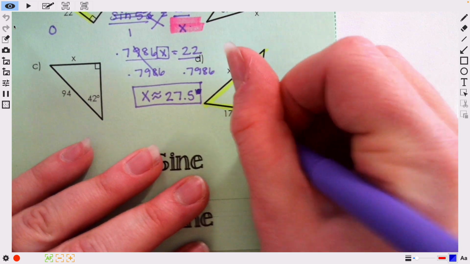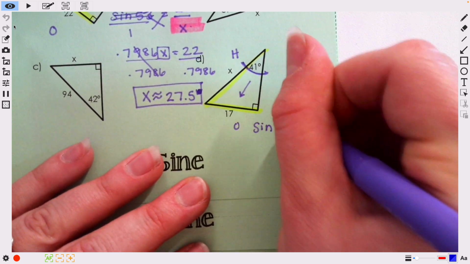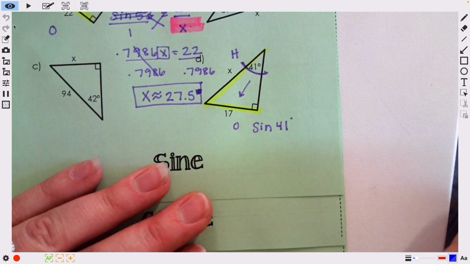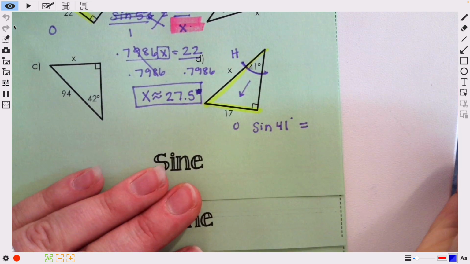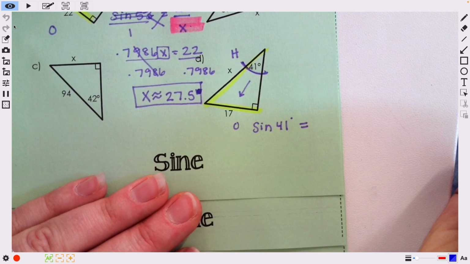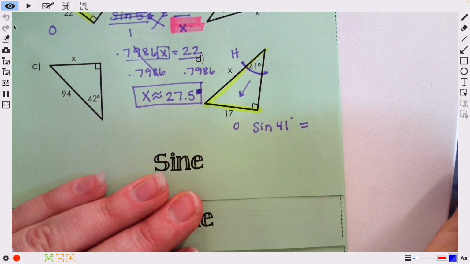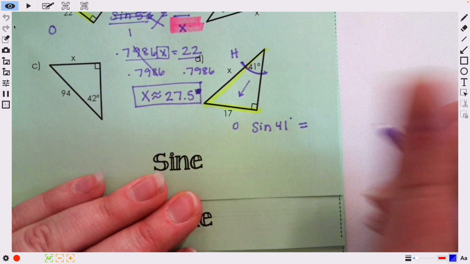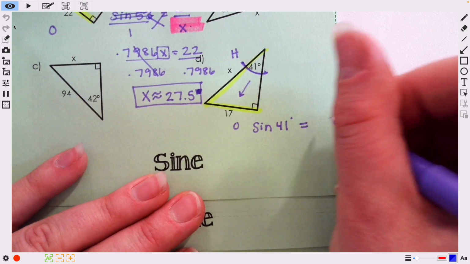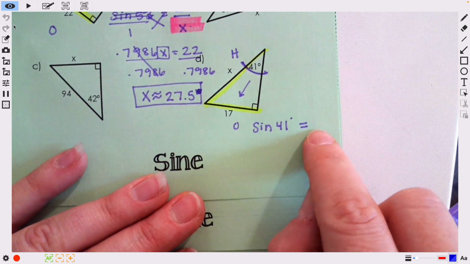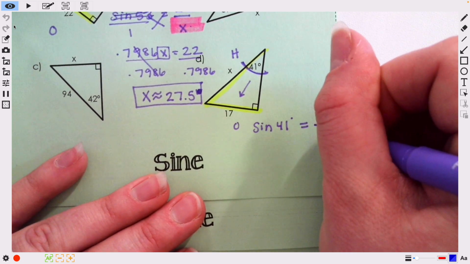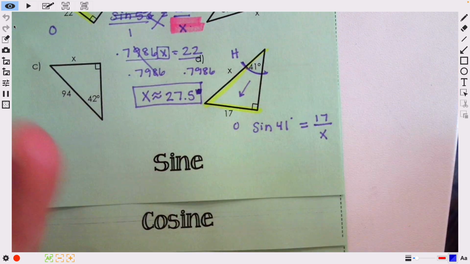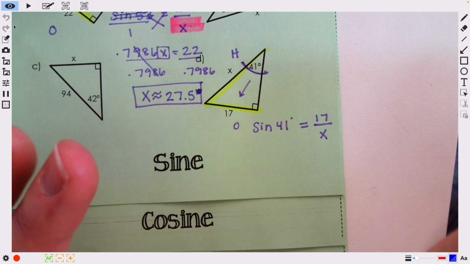So we set up the sine of 41 equals opposite over hypotenuse. Who can set up that fraction for me? Brooklyn. Just give me the opposite over hypotenuse ratio. 17 over x. Good. Okay, so it has nothing to do with the fact that x is always in the bottom. That was just a coincidence that they were both on the bottom.